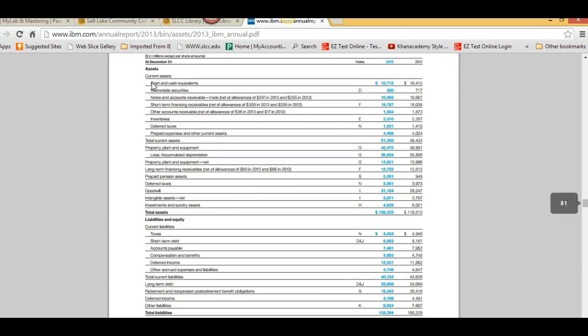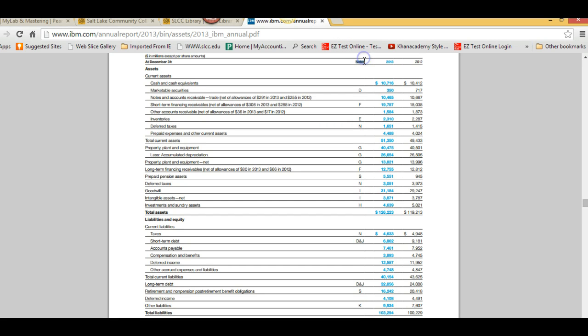Notice the word consolidated is used in the title, and all that means is that IBM has ownership in other entities that require that they consolidate their financial statements because it's over 50%. Our balance sheet must show 2 years of information. All annual reports are required to do that. They show 3 years for the period of time statement and 2 years for our point in time statement, or the balance sheet.